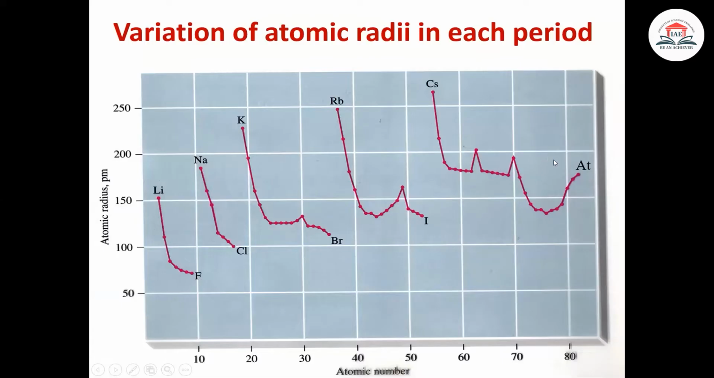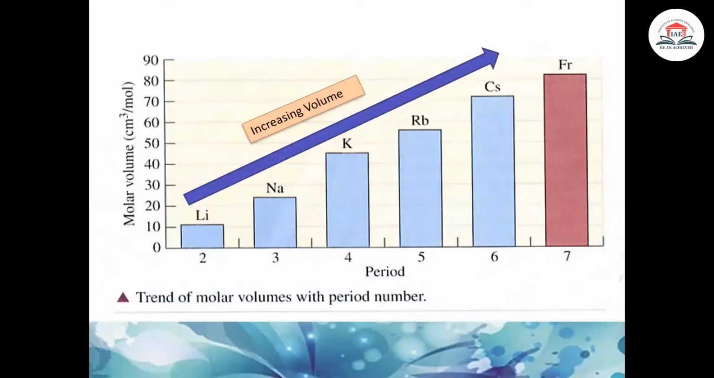to astatine. There is some discrepancy because there are lanthanides and actinides, so there are f orbitals. So the trend will not be linear, but in general, the size will decrease. This is a similar graph.